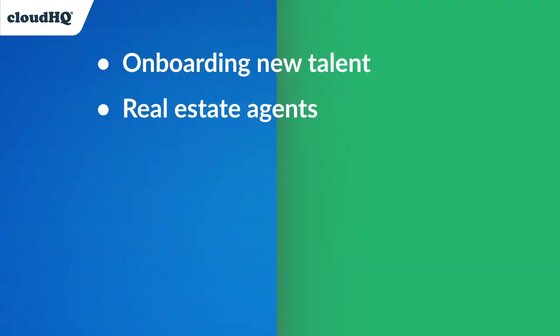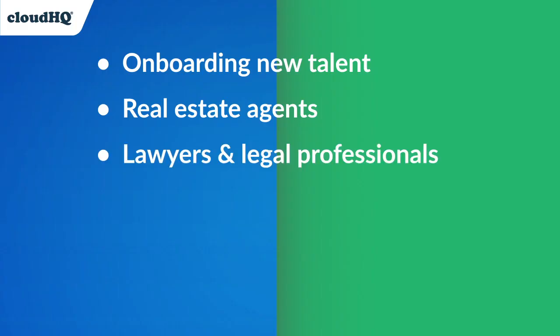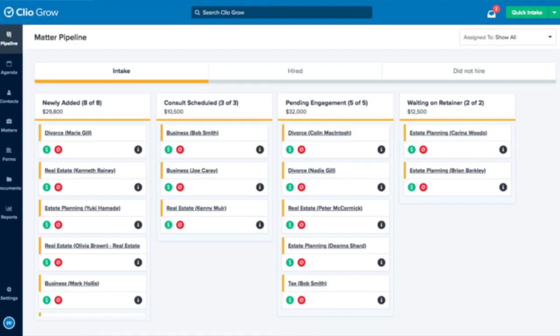Real estate agents, you can package all your emails regarding your sales transactions and upload them into SkySlope or another CRM that you're using. Lawyers and legal professionals, you can save, organize, and sort all emails into one PDF document and submit it to court, or upload multiple emails as one PDF into Clio or another CRM that you're using.